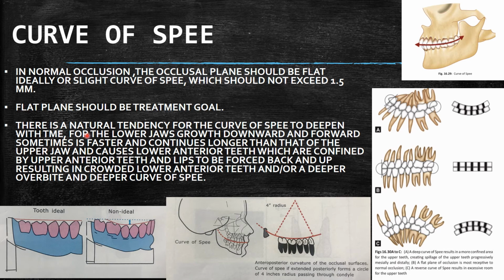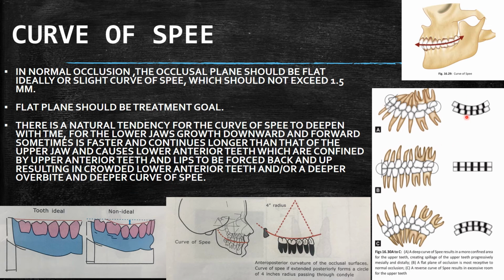Now there is a natural tendency for the curve of Spee to deepen with time. As you know, your lower jaw grows downwards and forwards, and sometimes it grows faster and continues longer than your upper jaw. This affects the lower anterior teeth, which are confined by the upper anterior teeth. When the growth of your lower jaw is faster and longer than the maxilla, it results in crowding of the lower anterior teeth, and there can be a deeper overbite and a deeper curve of Spee.